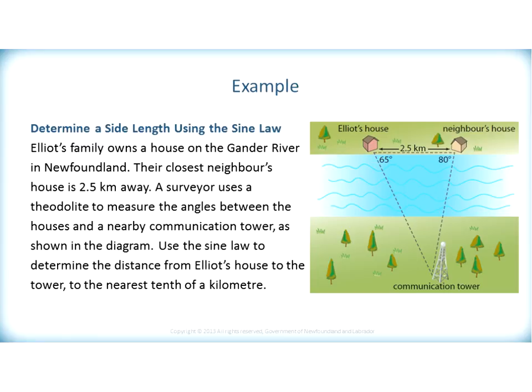A theodolite is one of those surveying machines you might often see on the highway, what almost looks like a camera set up on a tripod, and there might be two, maybe a few hundred meters apart, and two people steering through them. Okay, so we're going to use the sine law to determine the distance from Elliot's house, which is on the left, to the tower, which is across the river, to the nearest tenth of a kilometer.